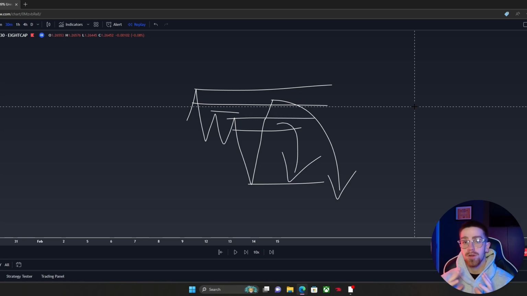So make sure all your confluences line up, make sure you're trading with the trend, the order flow of the market, and make sure you have liquidity before the mitigation. You simply do not want to trade off equal highs or equal lows. You want to wait for them to get taken out to then mitigate your supply or demand to then continue the trend.